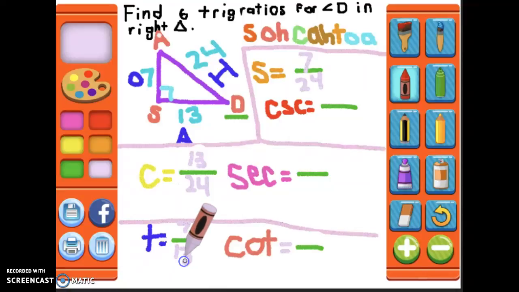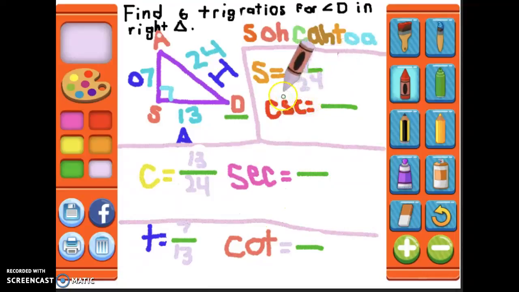So technically, to do the next 3, we could just flip it, but we're going to go a little bit deeper so that we really understand and can explain this. So the partner for sine, its reciprocal, is going to be cosecant, which is written CSC. For cosine, its partner is secant, which is written SEC. For tangent, its partner is cotangent, which is written COT.